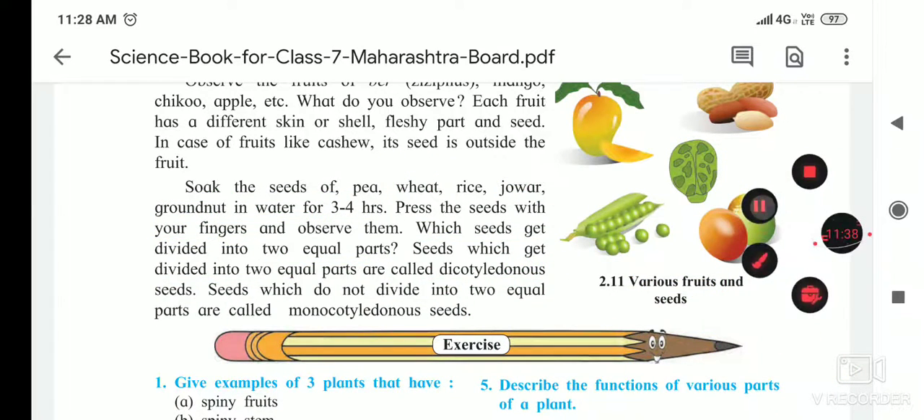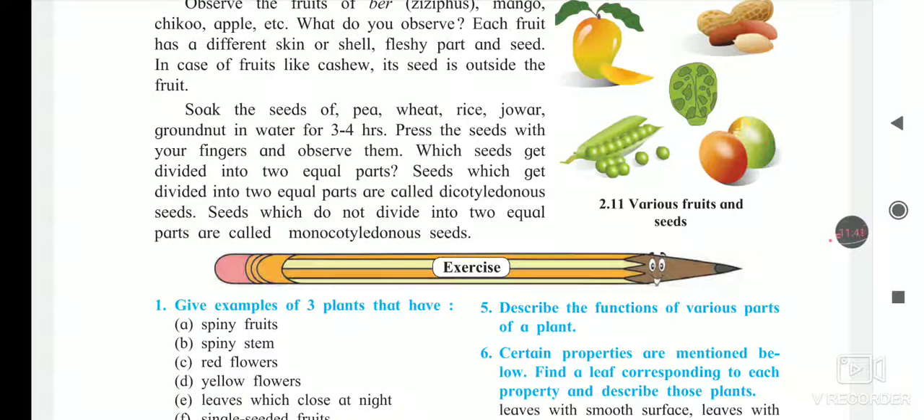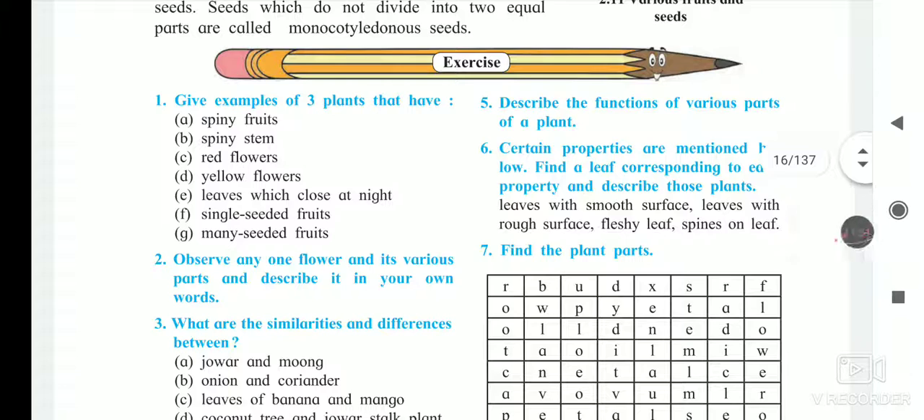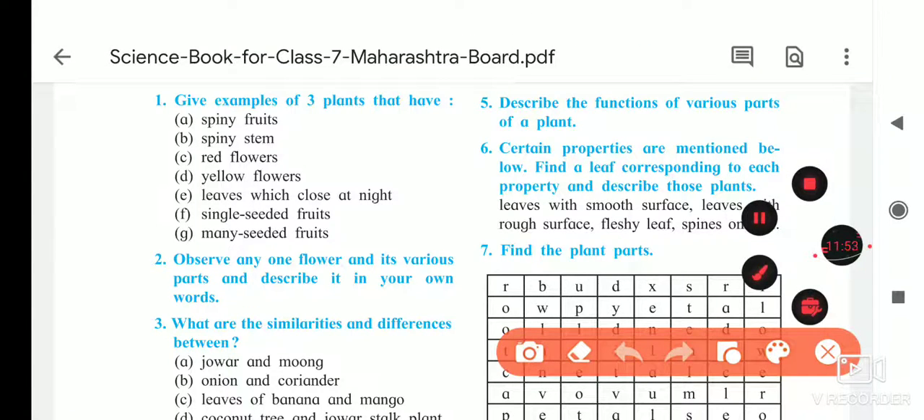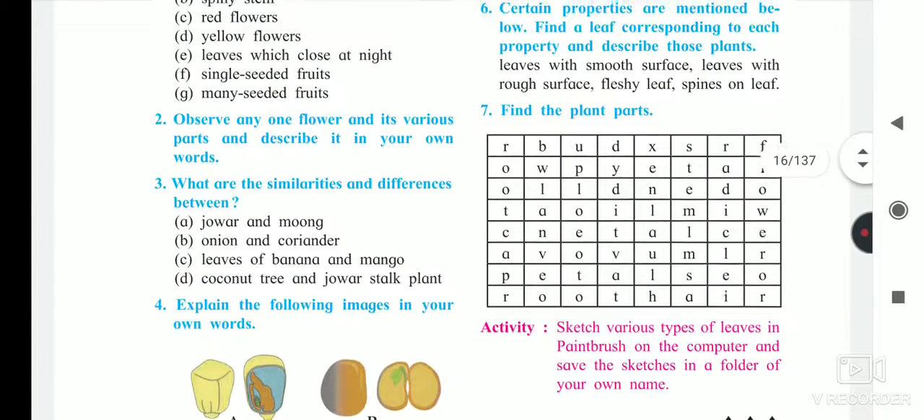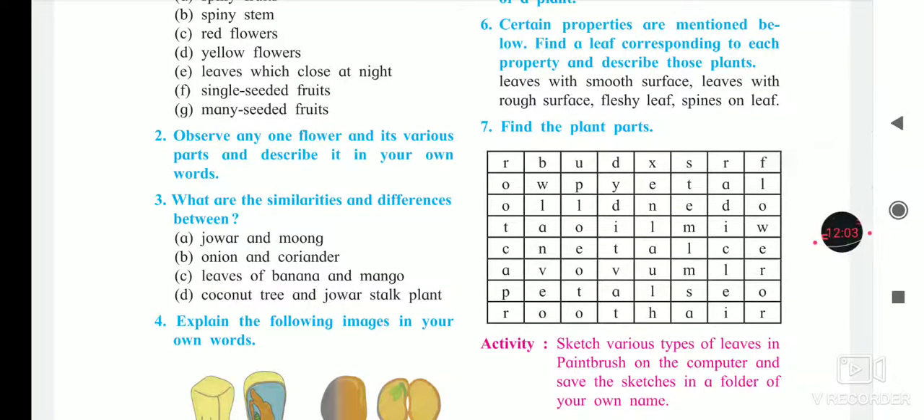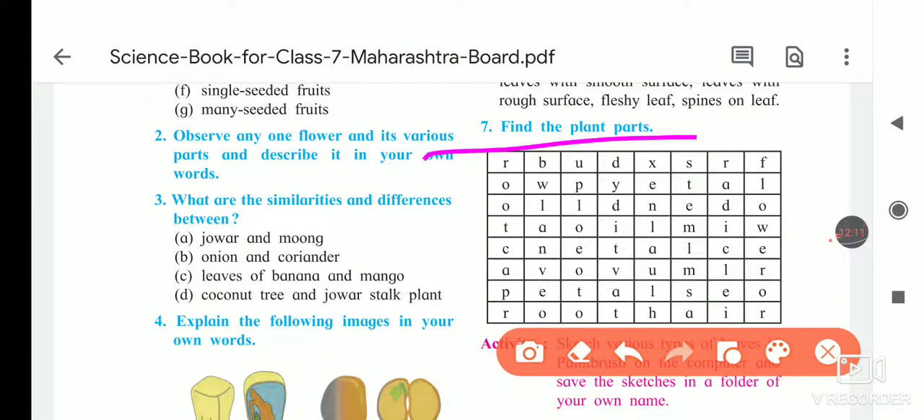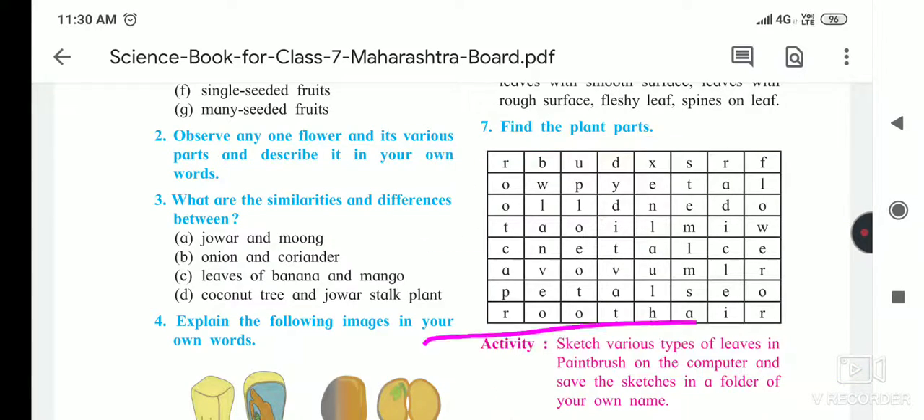So today we finished this lesson. Inside it we saw the parts of plants: leaf, stem, root, flowers, and fruit. This all we saw. Now today you have to solve the exercise. The exercise is also very easy, so you have to complete all of it. Then afterwards you have to complete the find-the-plant-parts puzzle. It is also very easy, and I think you are interested in solving these types of puzzles.